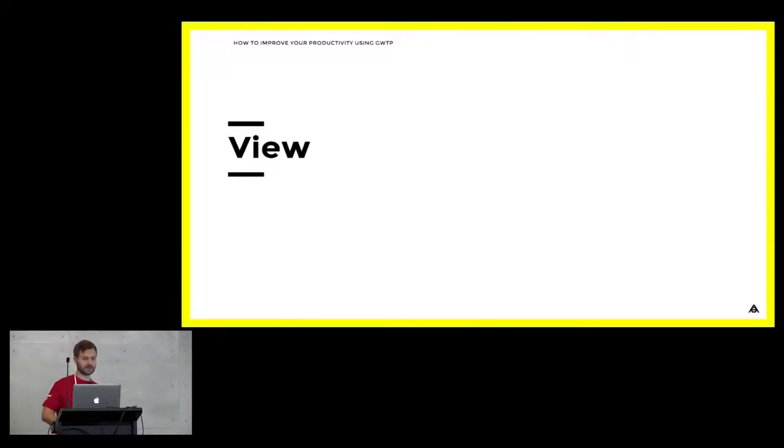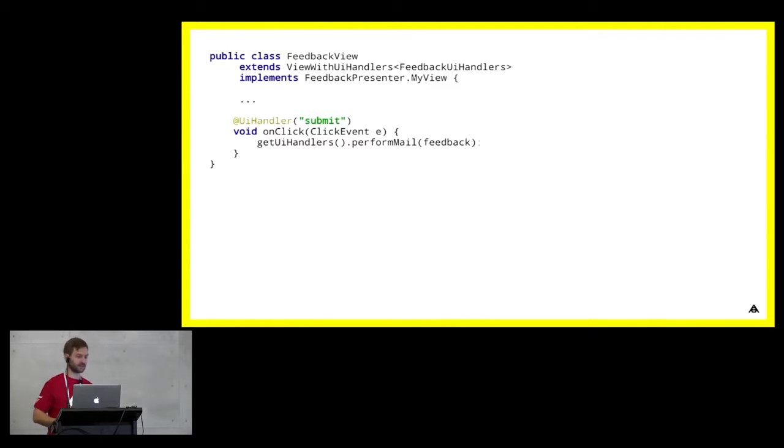So then the view implementation. Basically, since my view implements HasUiHandlers, you'll be able to have access to the performMail feedback function. We introduced into GWTP a class that you can extend that will let you have access quickly to the UI handlers itself. So then it boils down to a one-liner to call the presenter when you click the submit button.